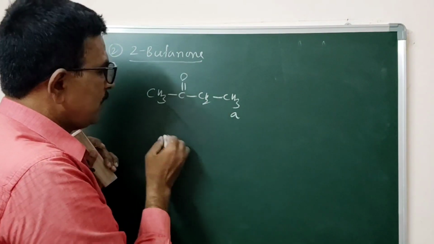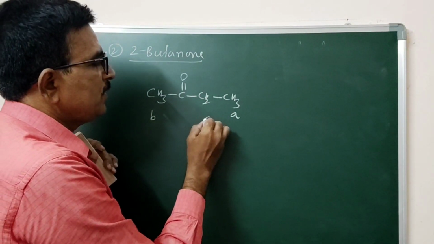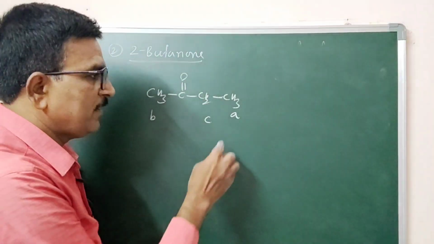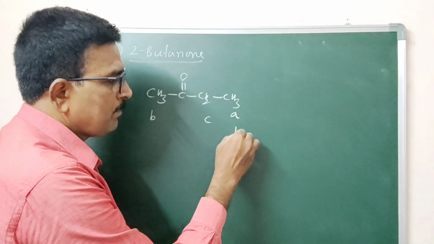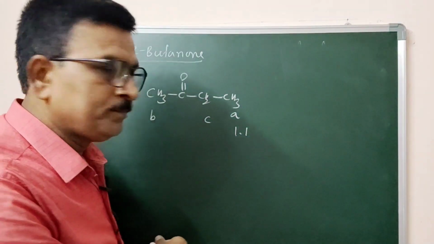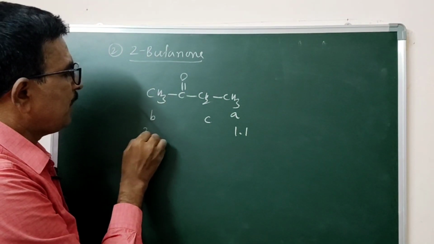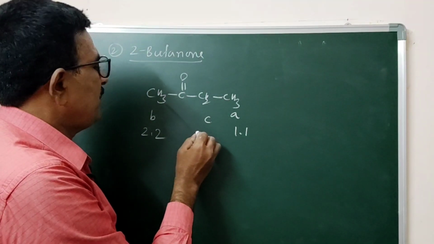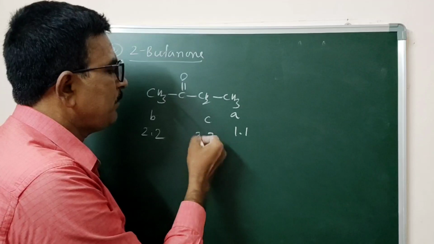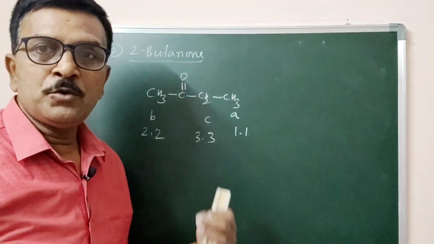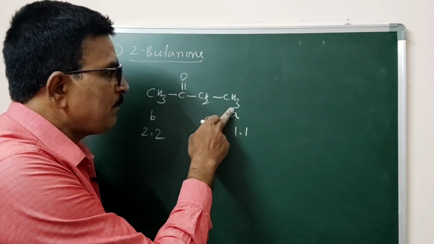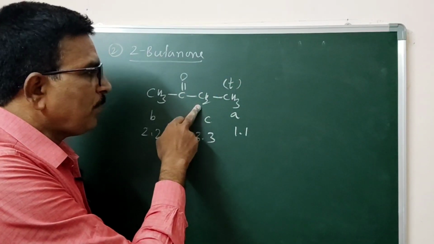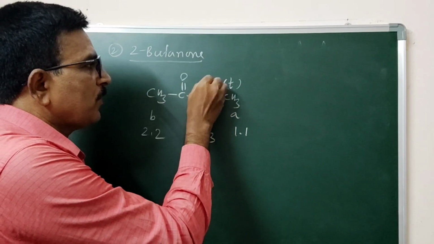This is the A proton, this is the B set, this is the C set. Now with respect to frequency, the A protons appear at 1.1 ppm, the B protons appear at 2.2 ppm, and the C protons appear at 3.3 ppm. Coming to multiplicity, the A proton is coupled with 2, therefore triplet. The C proton is coupled with 3, therefore quartet.